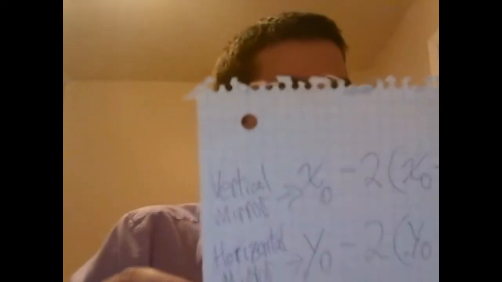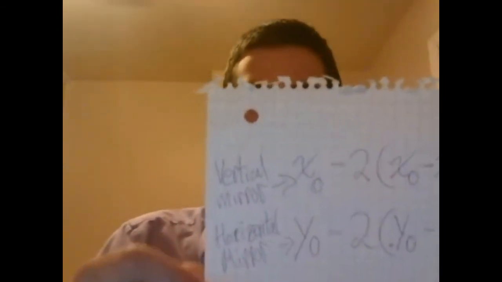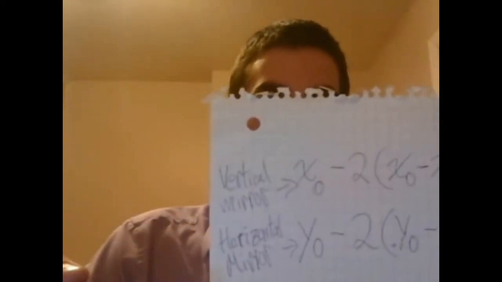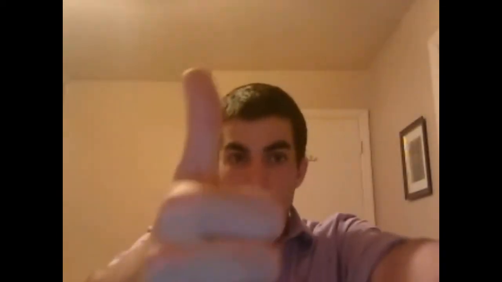Similarly, this is a horizontal mirror. These are the general equations for reflections about a vertical mirror or a horizontal mirror, given any sort of point. And now you know how to make reflections. Way to go! Whee!